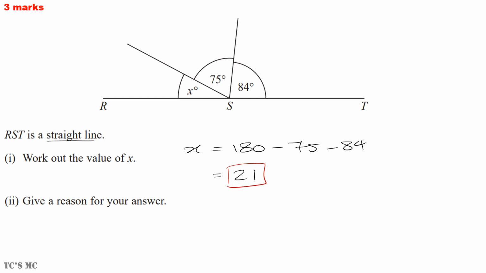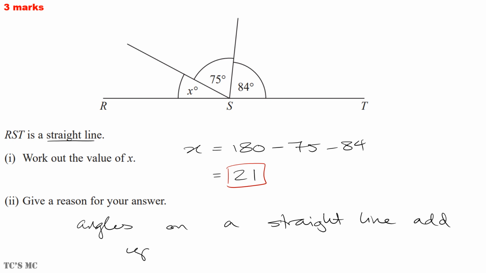The question then says, give a reason for your answer. We need to say angles on a straight line add up to 180 degrees. And now we have our third mark overall.